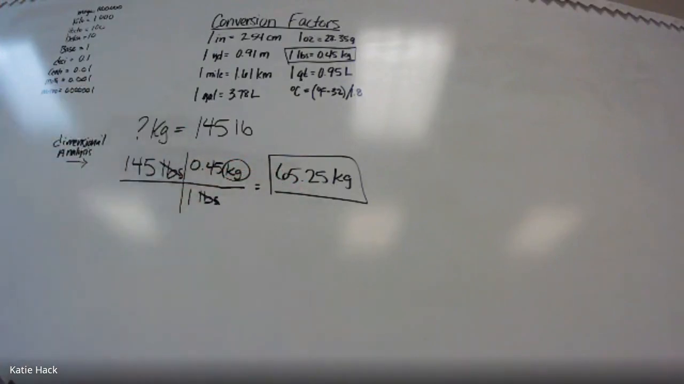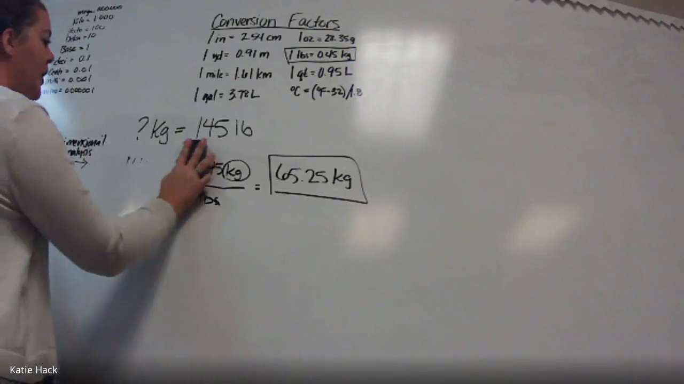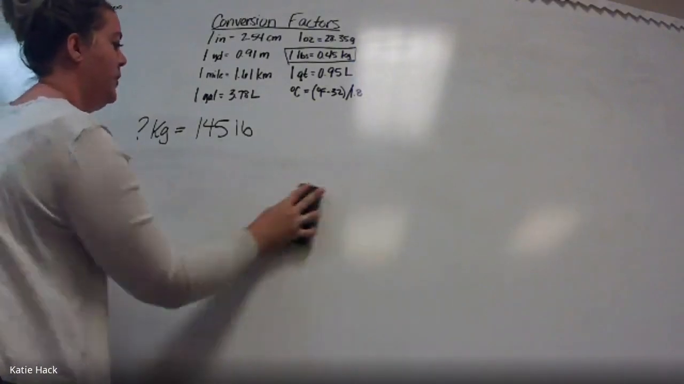So this tells me that a 145-pound woman will weigh the same as 65.25 kilograms. Okay? Is this making sense? Are you understanding how to do it? Getting there? Okay. All right, let's do a few more.